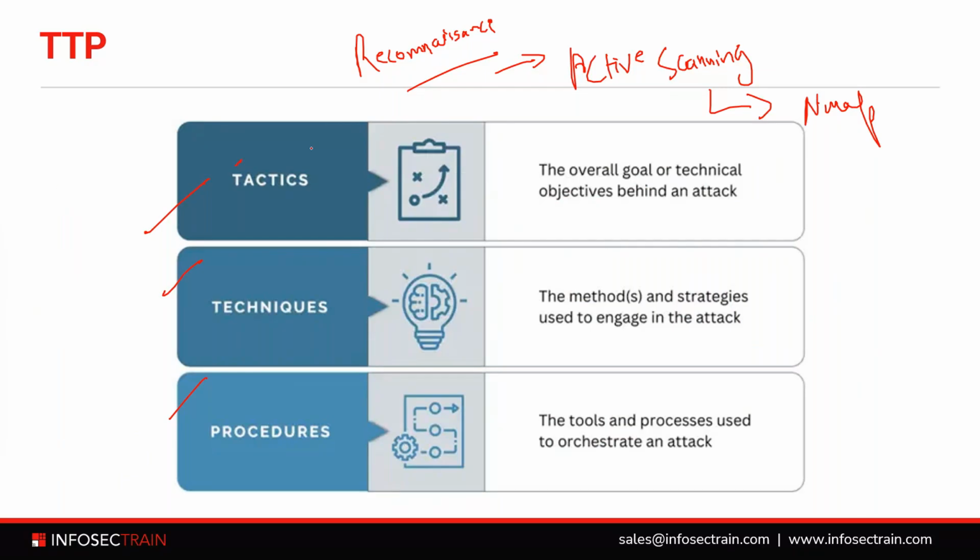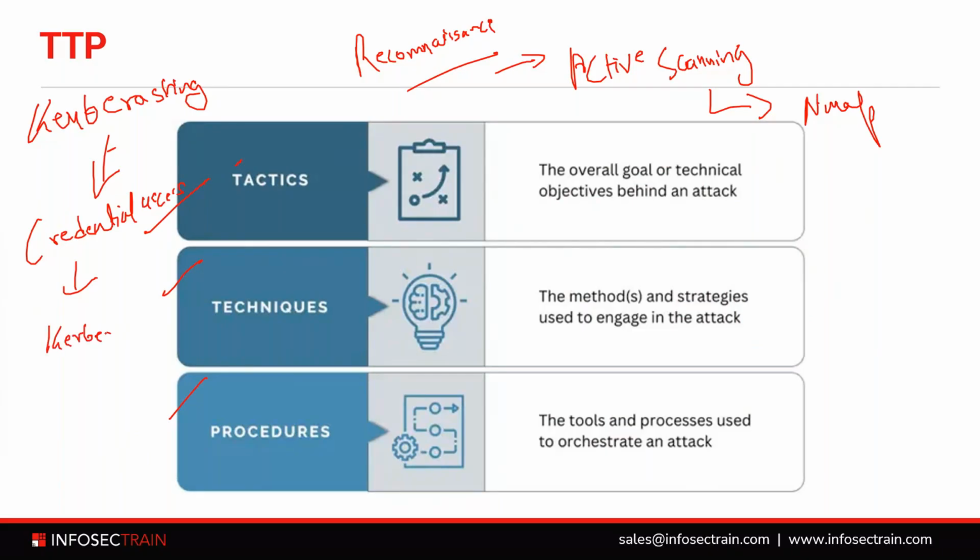So, there is an attack, which is called Kerberoasting. You might have heard the name. Now, in this Kerberos attack, what are we doing first? The tactic will be credential access. That means the attacker wants to steal the credentials. The technique I will use will be Kerberoasting, abusing the service accounts to extract the hashes.